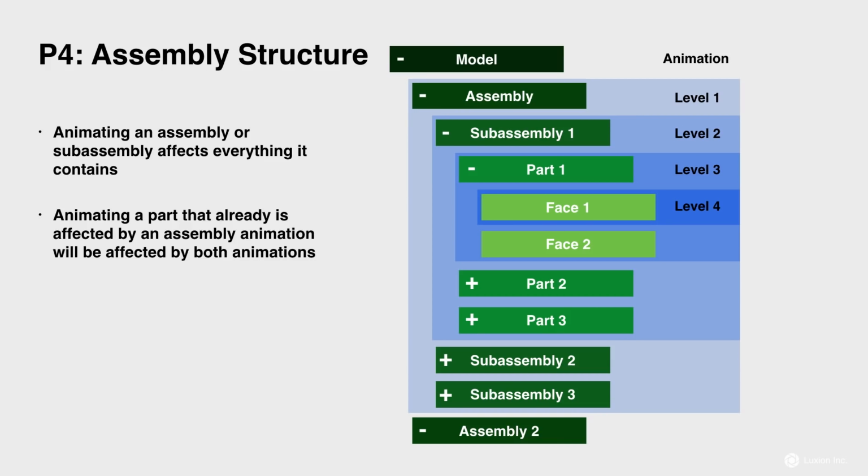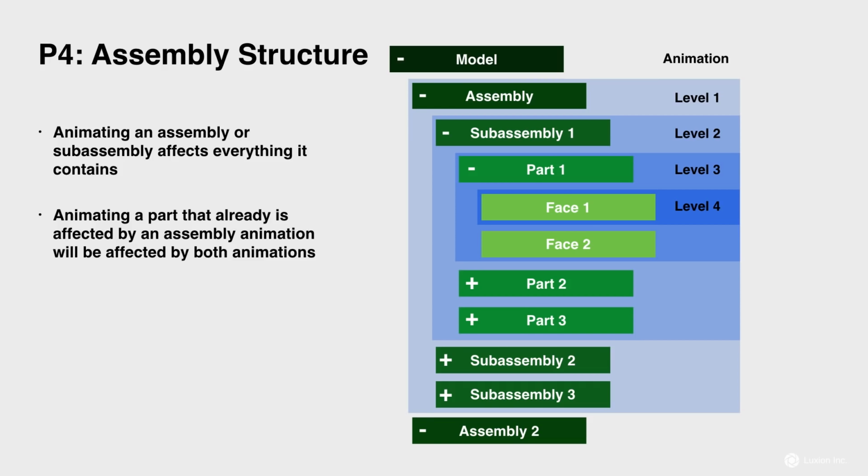So the 4th principle is assembly structure, and I started to talk about this prior. Assembly structure is something that anyone who uses CAD or 3D applications that support assembly structures are going to be familiar with. It's a way for your geometry to be organized in such a manner that it helps manage all the different parts. So in KeyShot, when we apply an animation to an assembly or a subassembly, everything that assembly or subassembly contains is also affected by that animation. This prevents us from having to make many animations to every single part within our assembly. So it simplifies the process.